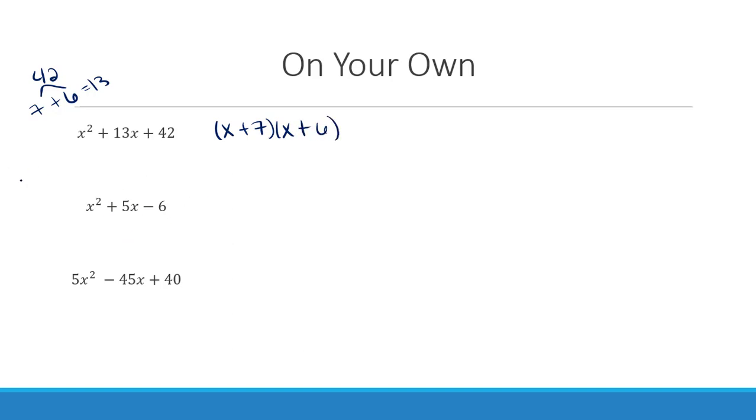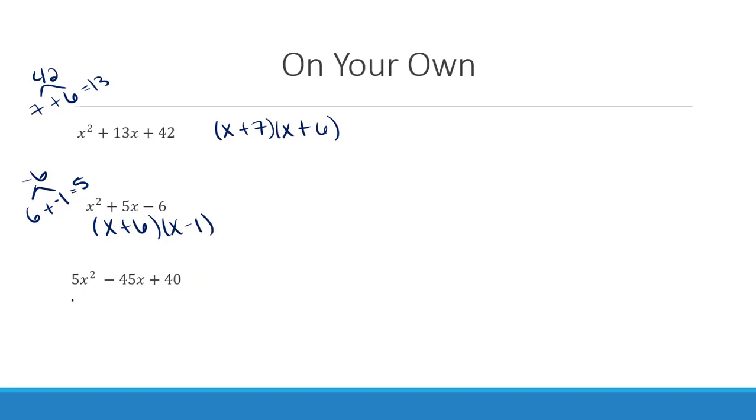No GCF here. So what multiplies to give me negative 6 and will add to give me a positive 5? A lot of students think it has to be 3 and 2, but that's not going to work here to give you a negative 6 and add to give you 5. So notice you can also do 6 and negative 1. Multiplies to give me negative 6, adds to give me a positive 5. So I would have x plus 6, x minus 1.